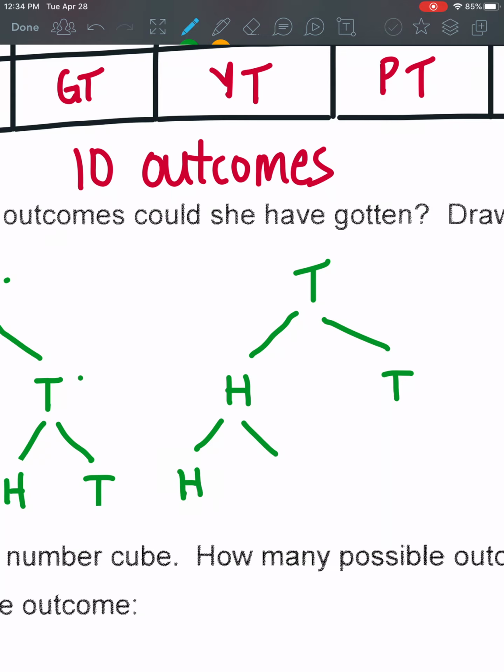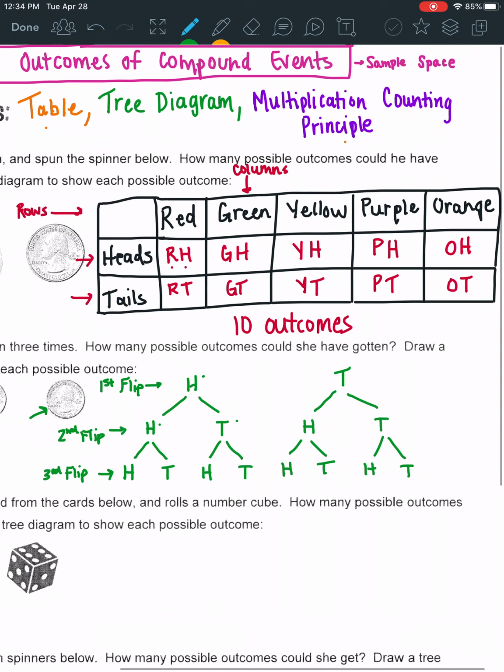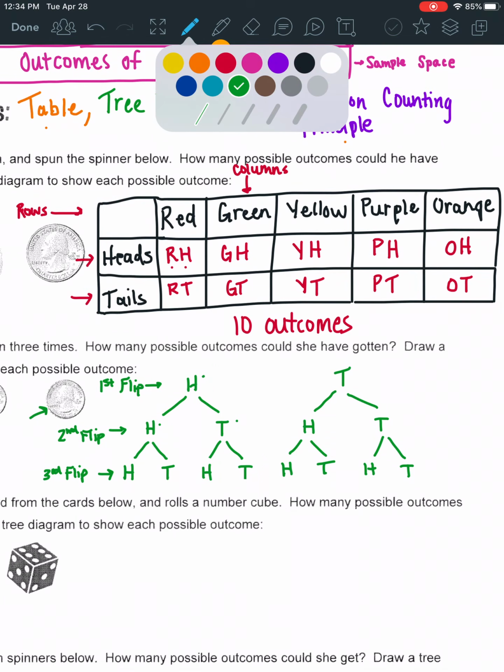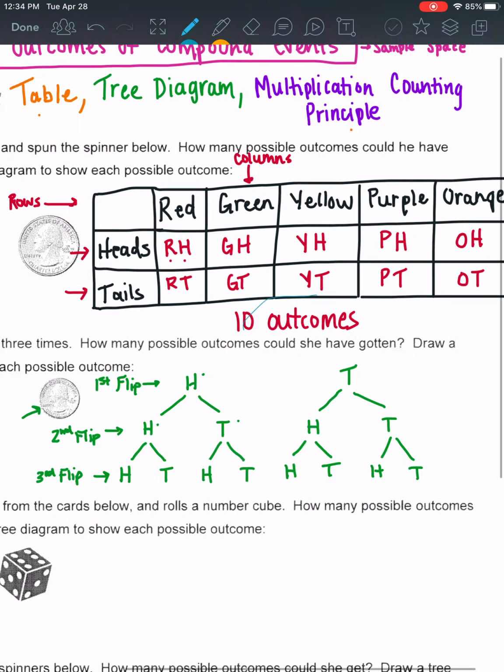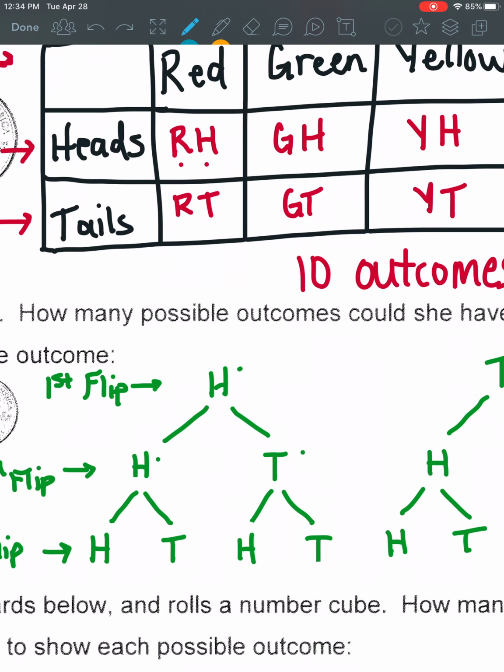So after that second flip, again, our third flip could be heads or tails, and then here could also be heads or tails. Okay, so how we read this, I'm going to change colors and make it kind of real small. In our tree diagram, here's one possible outcome.